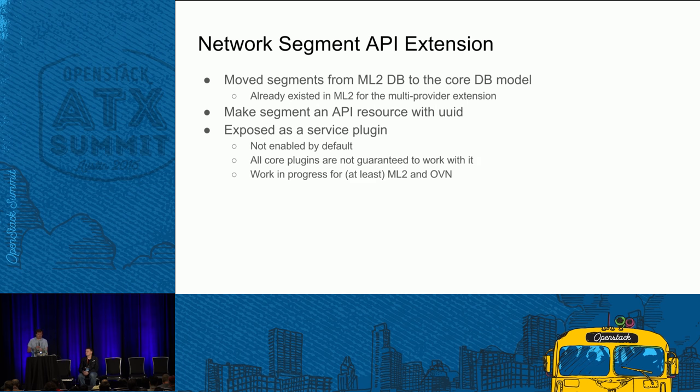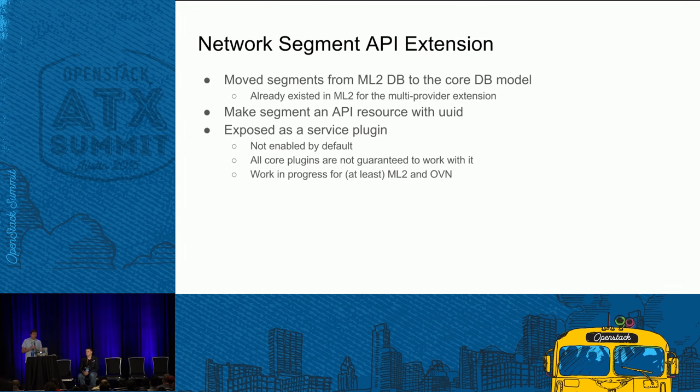ML2 has the concept of segment, and a couple other of Neutron plugins have the concept of segment. In fact, anything that implements the provider net extension or the multi-provider net extension in Neutron has this concept of a segment. So the first thing was to promote that concept of a segment from an implementation detail of the network to a first-class thing with a UUID and its own endpoint in the API, something you can go query. You can say, list me all the segments that belong to this network.